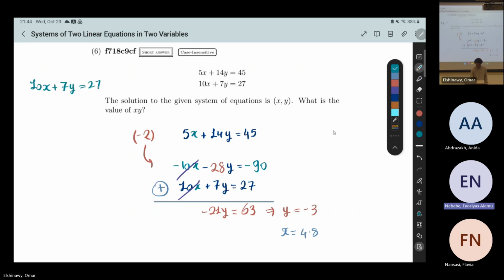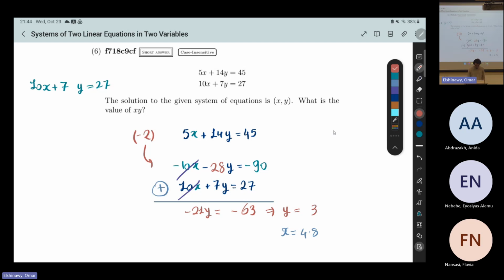Doesn't it have to be -63, because -90 plus 27? Ah, yes, you're right. Thank you, Yusuf. Yes, you're right. So it's -63. I forgot to put the minus. Thank you for pointing this out.